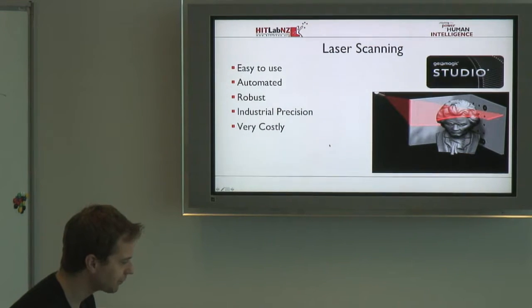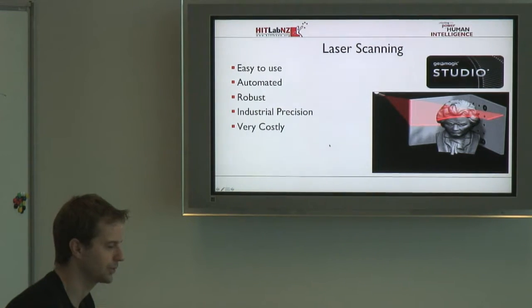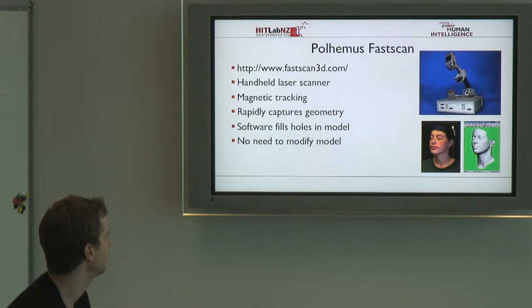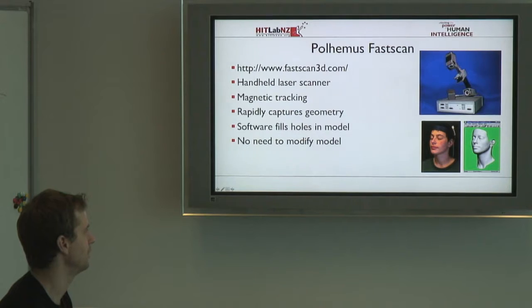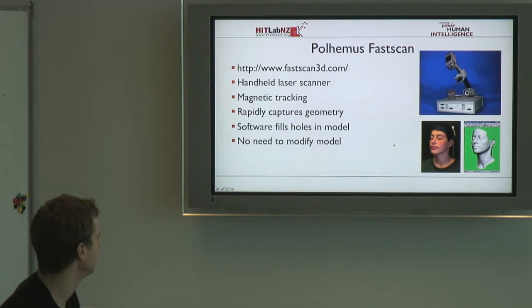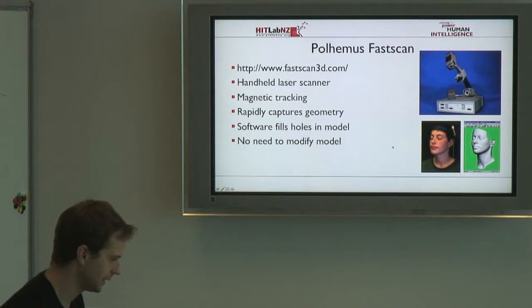So if you want to make perfect models, and money is no object, it's perhaps not a bad thing. There are things out there like the Polimas Fast Scan, which uses a magnetic tracker to determine the position of this device, and then it's got a laser line painter and two cameras which detect where the laser line is. And then there's software to fill in the geometry and basically end up with these near perfect models out the other end.